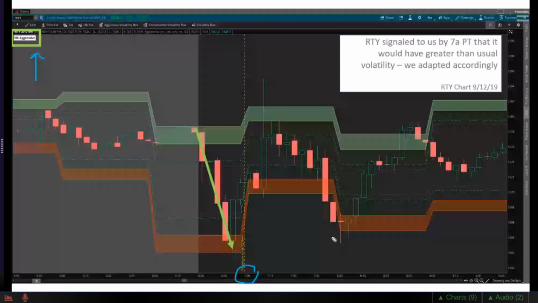For most people, you're either out of luck, trading the aggressive model, or just sitting out. For us, we have two models, and that's where this becomes incredibly powerful. So that's my sign, and this is a chart of September 12th, if you'd like to follow along. This is my sign to switch over to the conservative volatility box. And as soon as I switch over, this is the same exact chart.